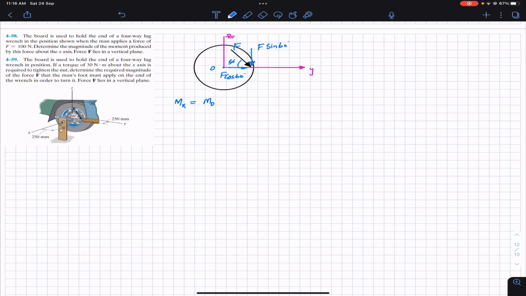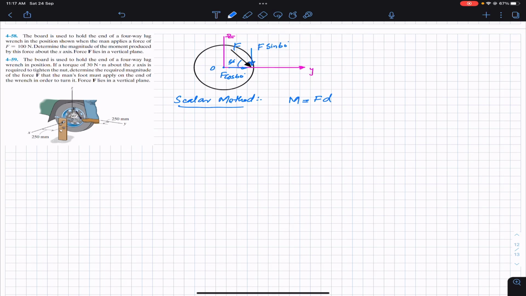Let's say that we want to find the moment by using both the methods, that is the scalar approach and the vector approach. So first of all, I'm going to find the moment about the x-axis by using the scalar approach. By using the scalar method, we can always use this formula, M is equal to F times d, where d is the moment arm.